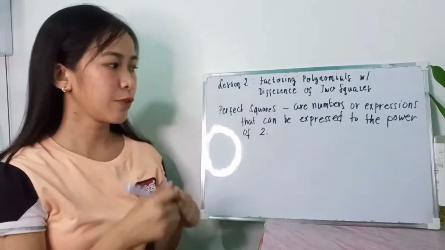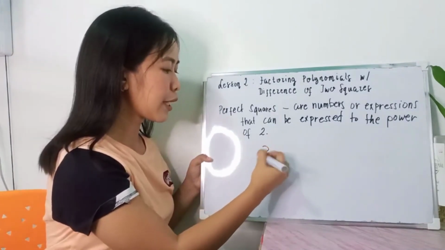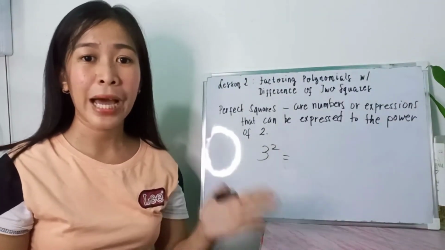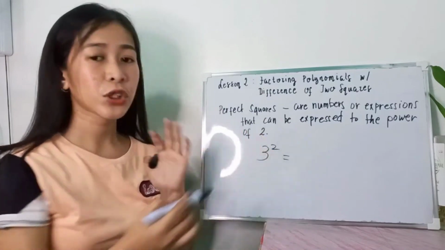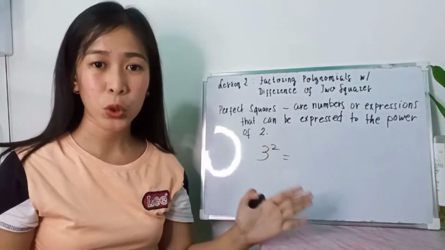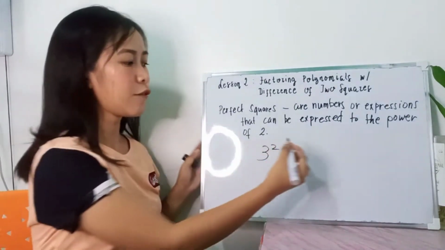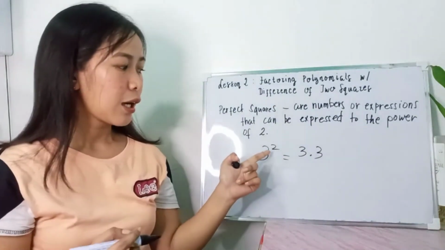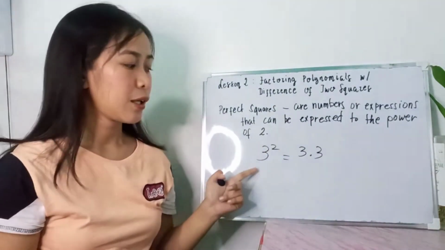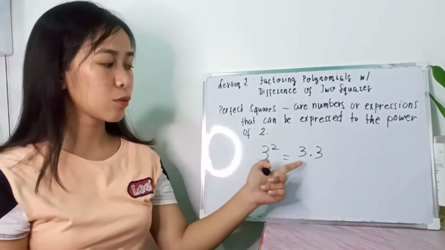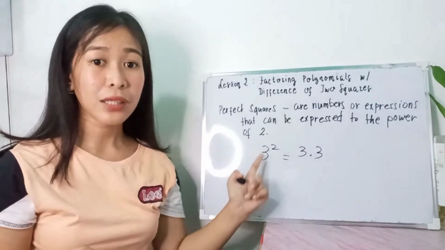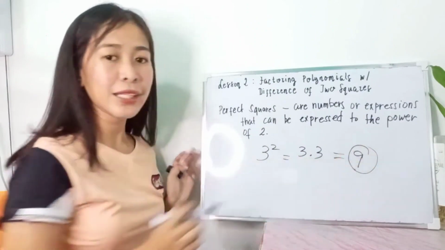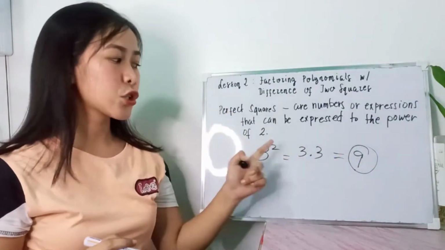Okay? Like for example, we have here 3 squared. Okay? So always remember, any number you multiply by itself or nilagyan nyo yan ng square, the answer will be a perfect square. Like for example, 3 squared. We have, of course, 3 times 3. Remember, when we say exponent, you are going to multiply the base by itself, and the base is 3. Okay? So, it should be 3 times 3, not 3 times 2. Alright? So, 3 times 3 is equal to 9. Therefore, 9 is a perfect square.